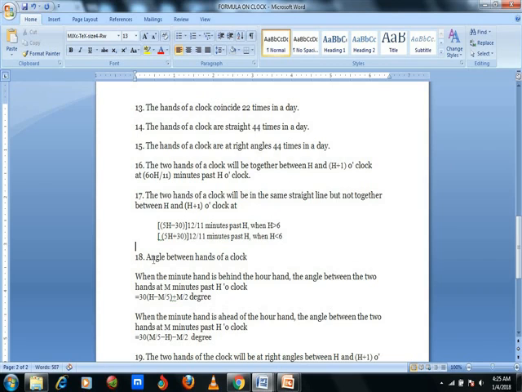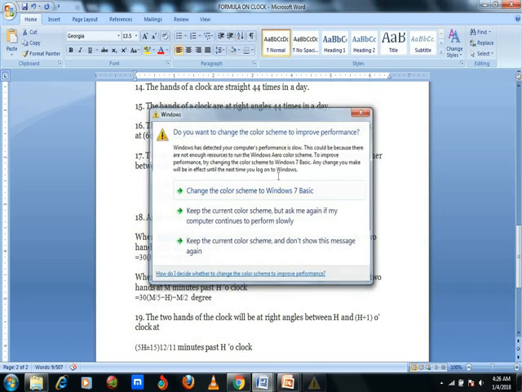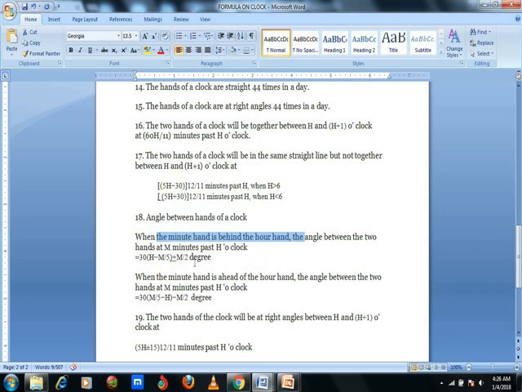Angle between hands of a clock. When the minute hand is behind the hour hand, the angle between the two hands at m minutes past h o'clock is given by this formula: 30 into (h minus m by 5) plus m by 2 degrees.